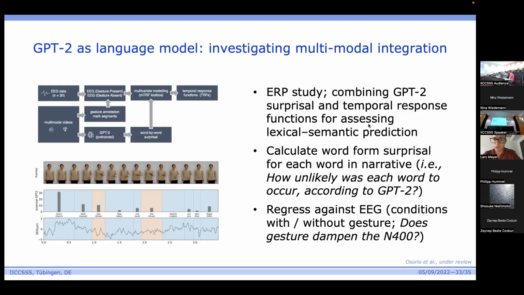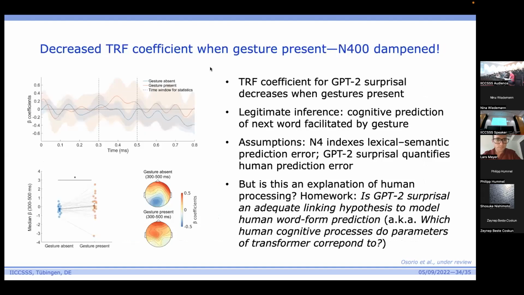And we do that using EEG again. And to quantify whether it helps you predict the word, we're using a well-known ERP called the N400, which is an evoked component that is related to lexical semantic prediction error. Here, gesture present, that's the red condition, so there is a gesture. And blue is gesture absent, when you don't have a gesture. Yeah? And this difference here in the N400 time window is in fact significant. Yeah? So this means that the N400 is smaller when you have a gesture. Yeah? And we get that N400 by regressing GPT-2's predictions against the EEG.